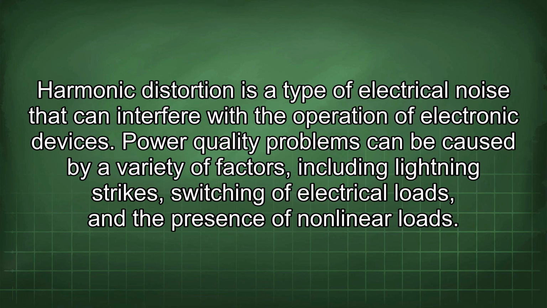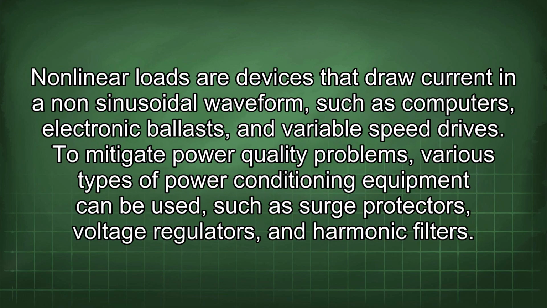Power quality problems can be caused by a variety of factors, including lightning strikes, switching of electrical loads, and the presence of nonlinear loads. Nonlinear loads are devices that draw current in a non-sinusoidal waveform, such as computers, electronic ballasts, and variable speed drives. To mitigate power quality problems, various types of power conditioning equipment can be used, such as surge protectors, voltage regulators, and harmonic filters.